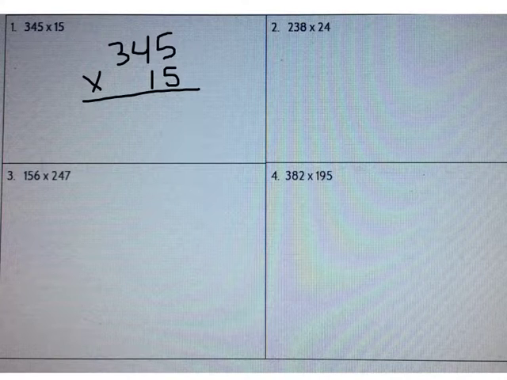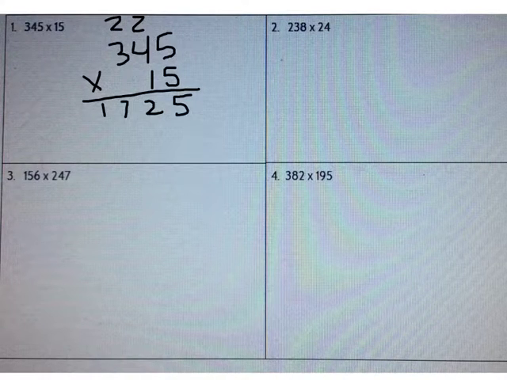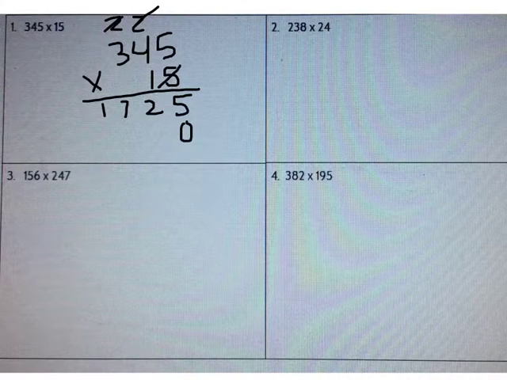Let's start. 5 times 5 is 25. I would carry the 2. 5 times 4 is 20, plus 2 more is 22. Carry the 2. 5 times 3 is 15, plus 2 more is 17. I'm finished multiplying by the 5, so I'm going to cross it. And now I'm going to drop a 0, because 1 is in the tens place, so I'm multiplying by 10, not just 1.